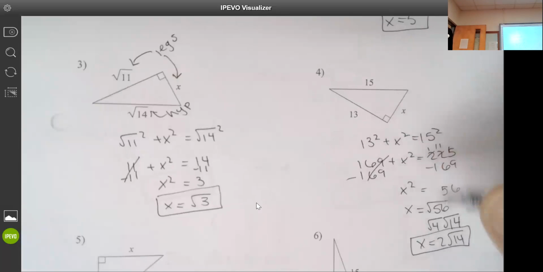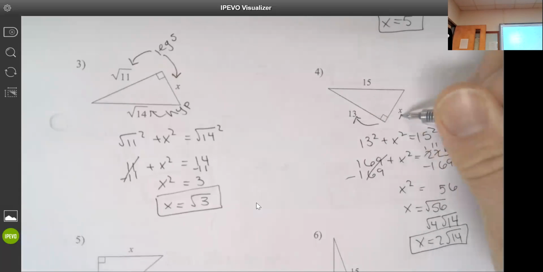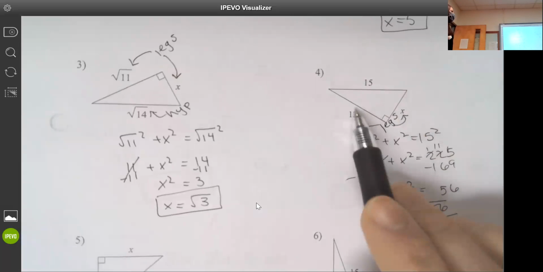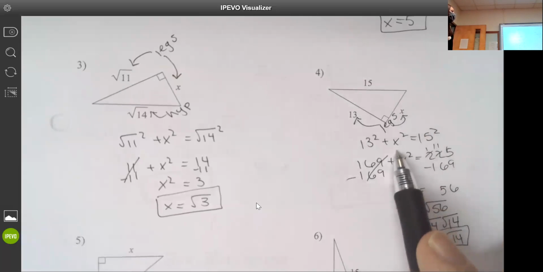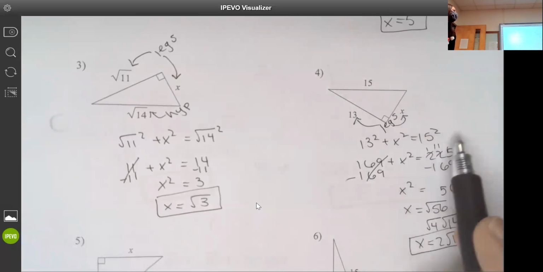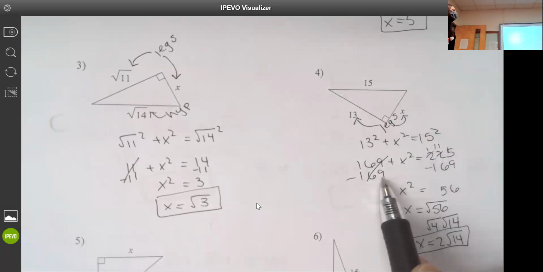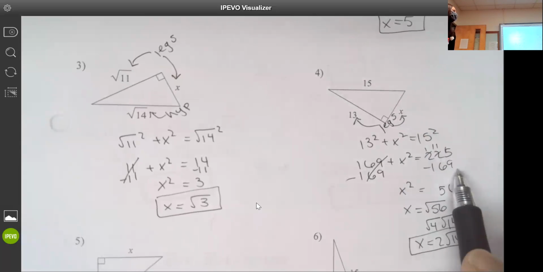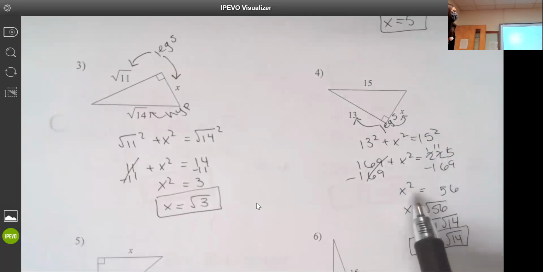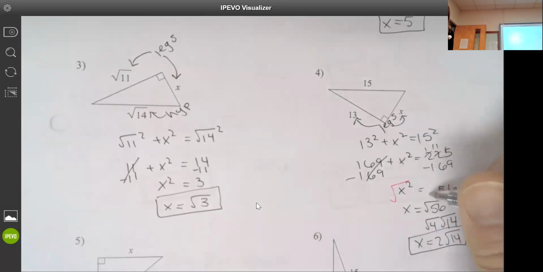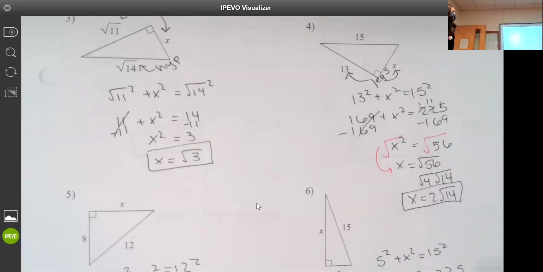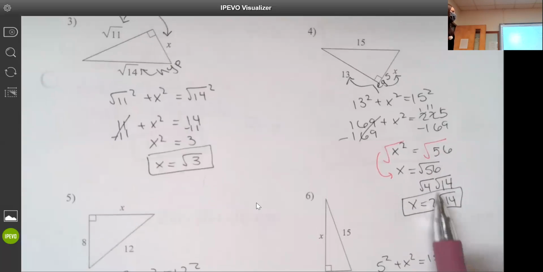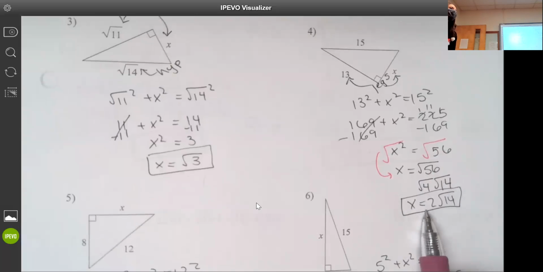Same on 4. I'm given my hypotenuse and one of my legs. So I have 13 squared plus an unknown squared, x squared, equals 15 squared. And I have to actually solve for x. So I subtract my 169 and get x squared equals 56. And then to get from x squared to x, you take the square root. That brings me to x equals the square root of 56. That breaks into 4 times 14, and I can simplify that radical.